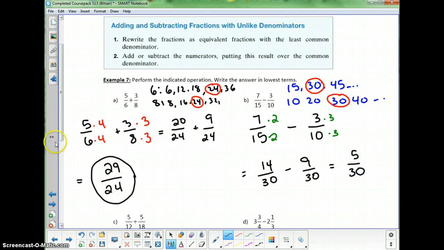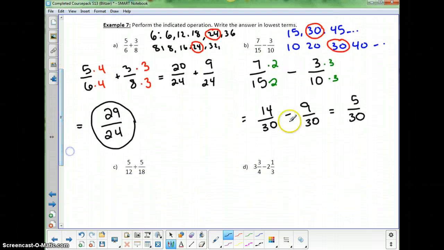Now I can't circle that one and call it done because 5 over 30 is not reduced, so I better go ahead and reduce that, but divide them both by 5. It's going to give me 1/6. That's going to be my final answer.